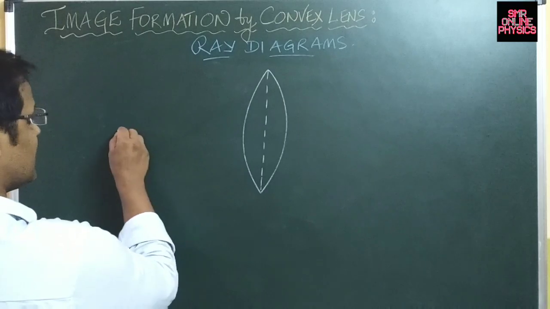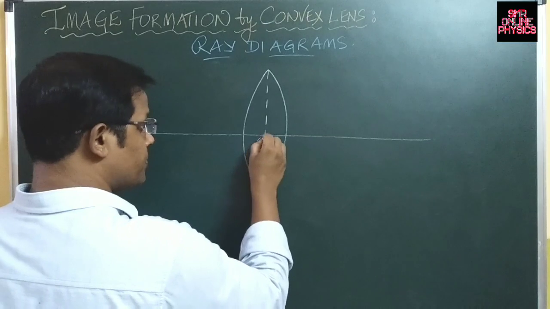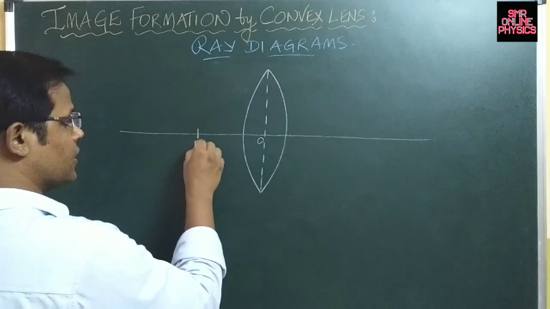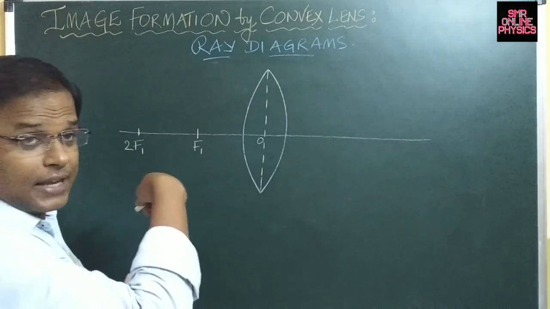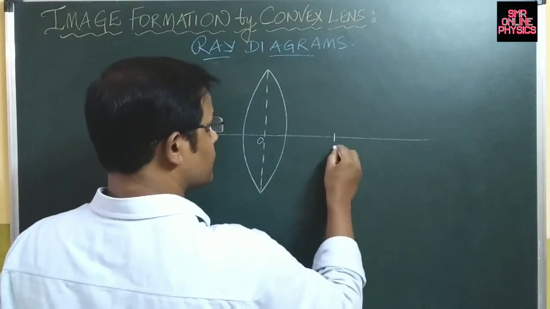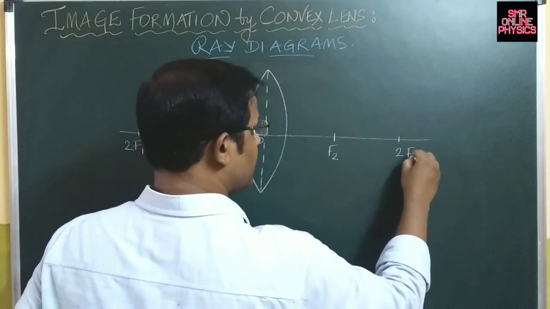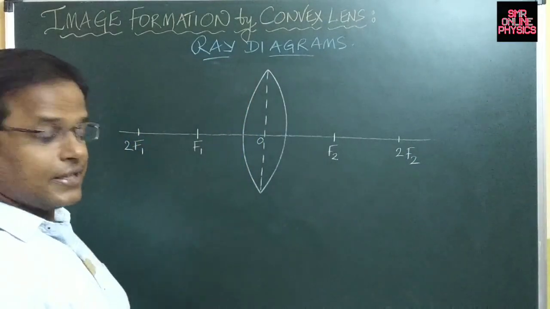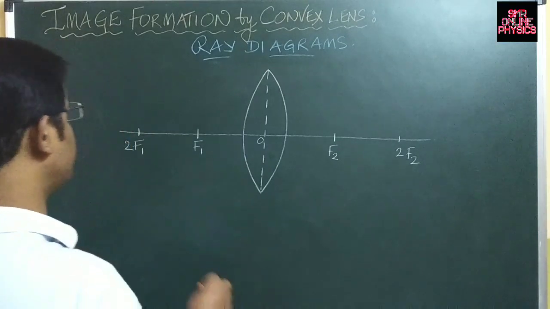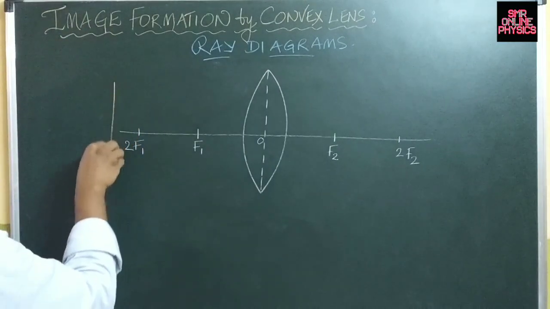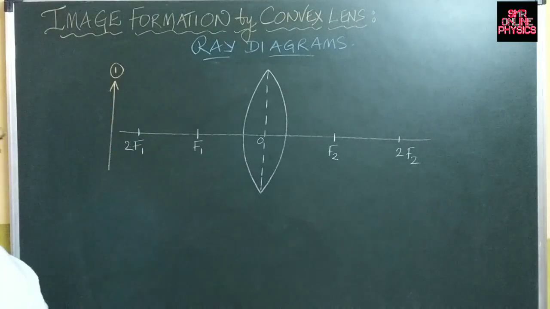So let's get started. This is our principal axis, the optical center, the principal focus F1, the principal focus, or we call it the second focus, 2F1, or the center of curvature, that is. This is your second focus F2, and this is the second center of curvature, 2F2. All right? The technique is to always start right from the far away position. So this is my far away position. This is called position number one.